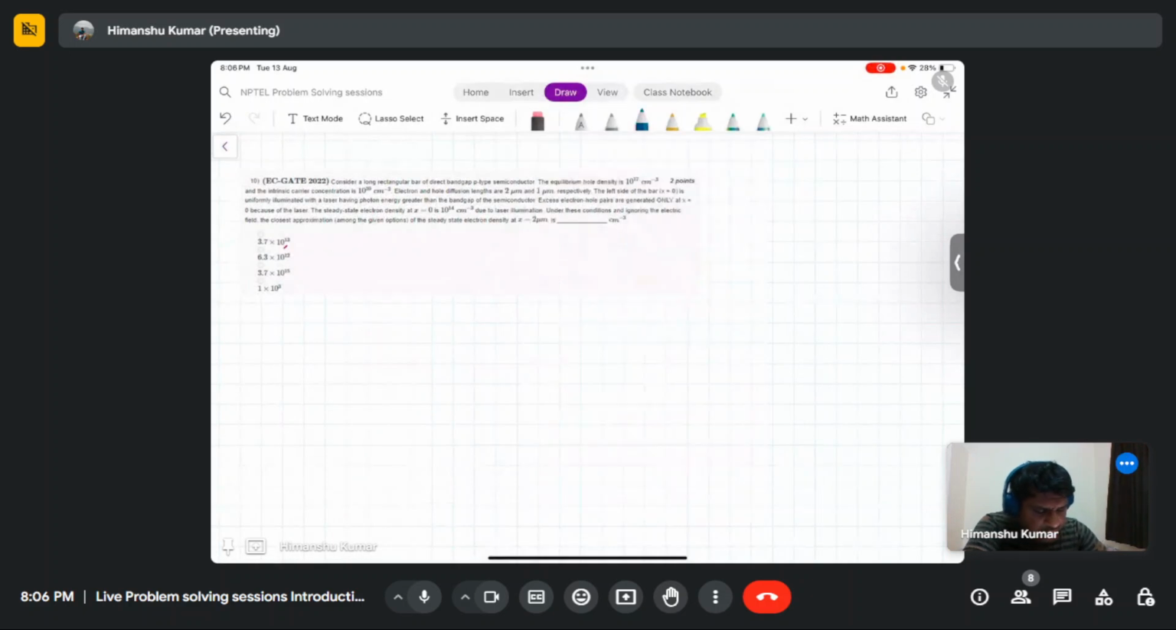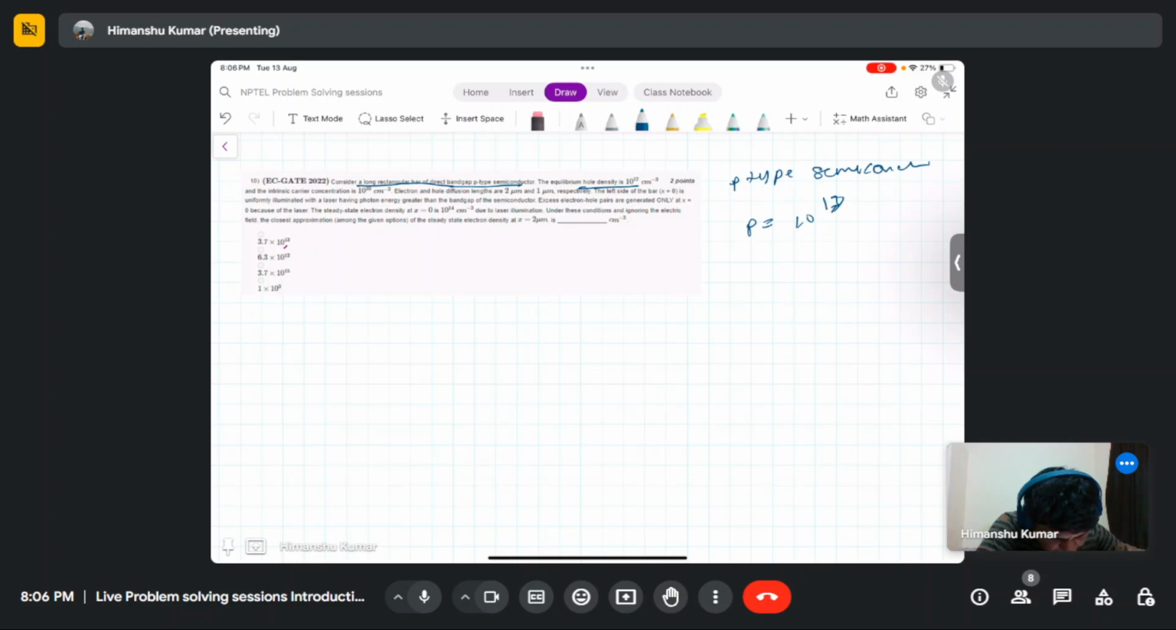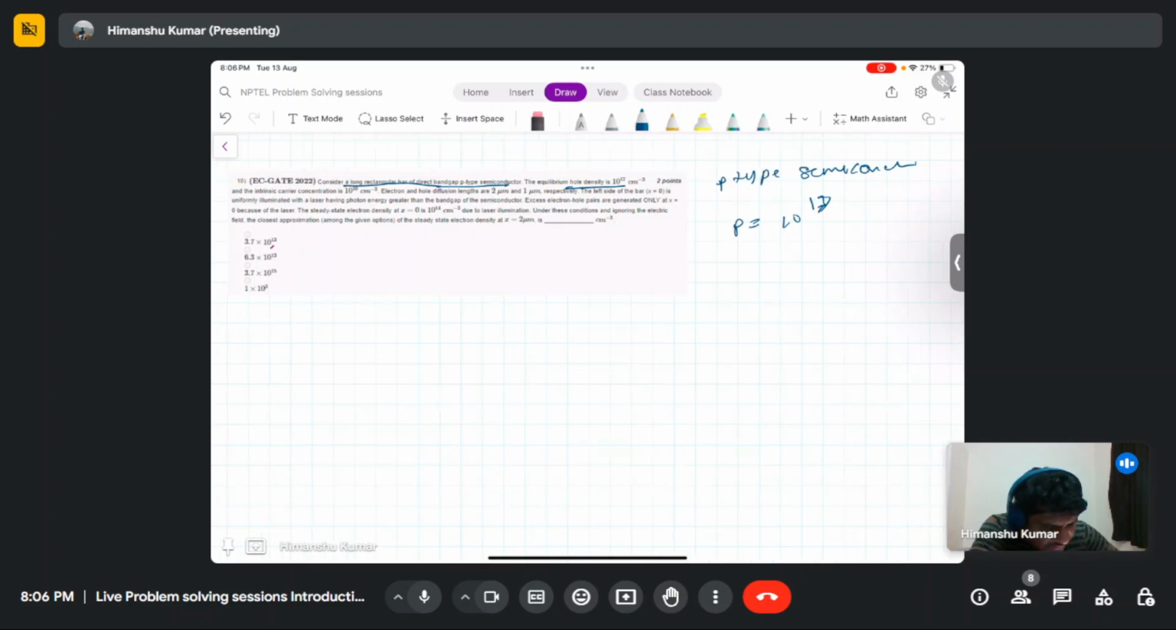Consider a long rectangular bar of direct band gap P-type semiconductor. The equilibrium hole density is 10 to the power 17. So the P concentration is given as 10 to the power 17, and the intrinsic carrier concentration is 10 to the power 10. So ni is given as 10 to the power 10 per centimeter cube.